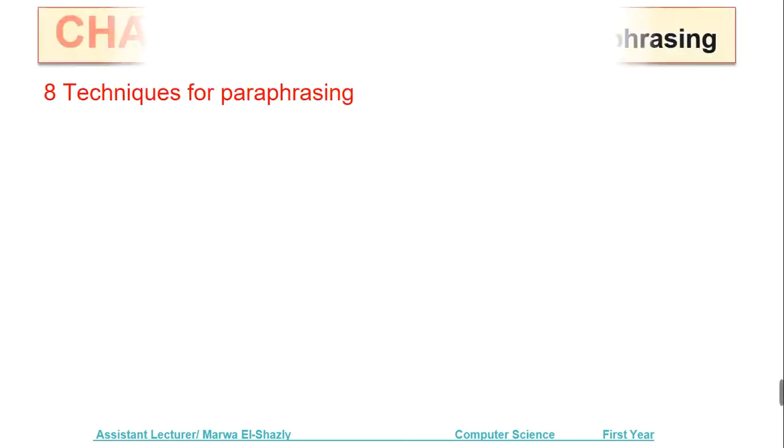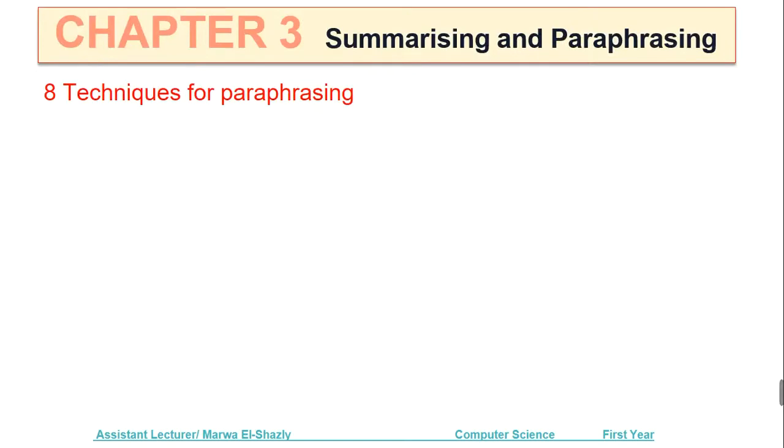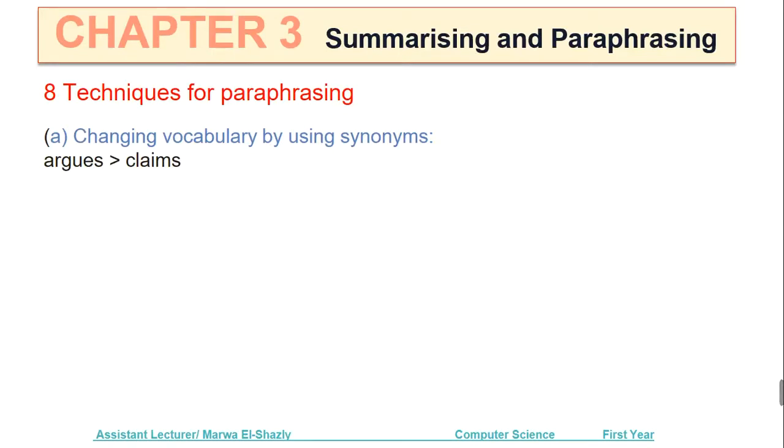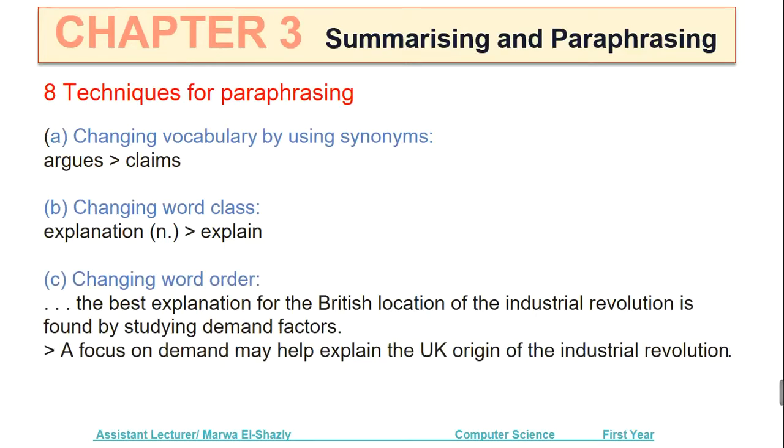A: techniques for paraphrasing, or techniques إعادة الصياغة, by using synonyms, or changing words using synonyms like argues. Example: argues means claims, يدعي, for something. B: changing word class, or changing from noun to verb, from noun to an adjective, like explanation to explain, here the verb, يوضح أو يشرح. C: changing word order.